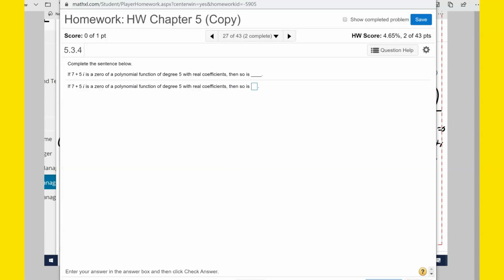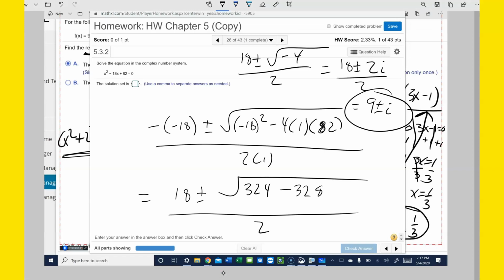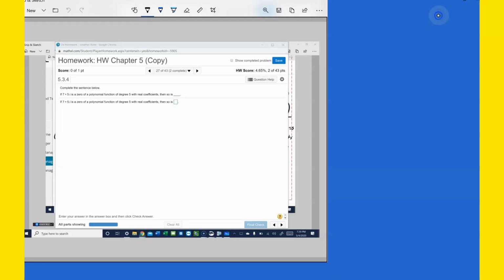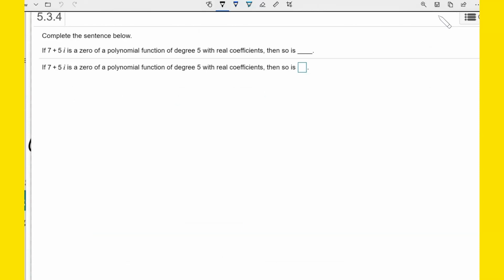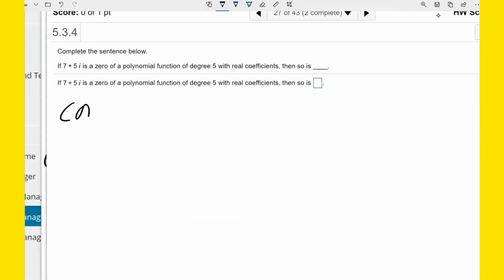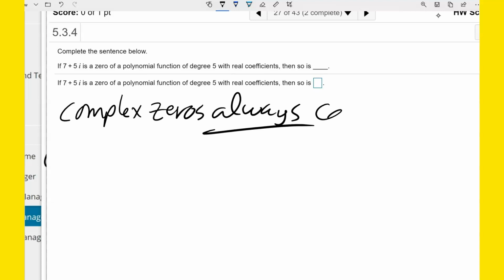Okay, number 27. If 7 plus 5i is the zero of a polynomial function of degree 5 with real coefficients, then so is what? Okay, this is a pretty simple thing if you know what I'm about to tell you, that complex zeros always come in pairs. In fact, they always come in conjugate pairs.